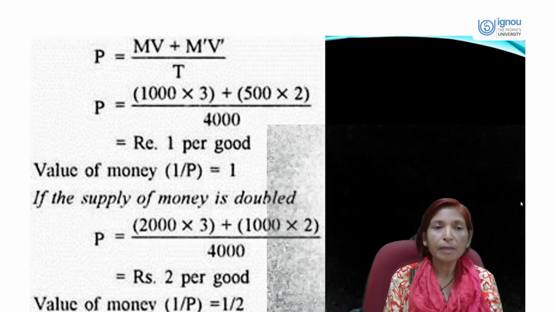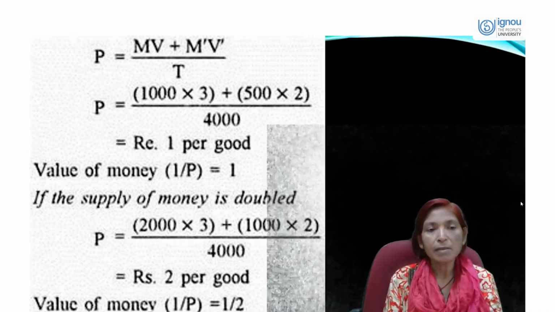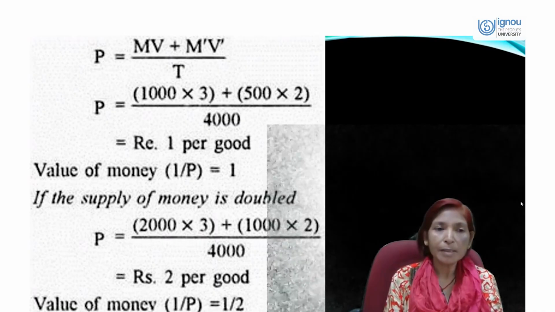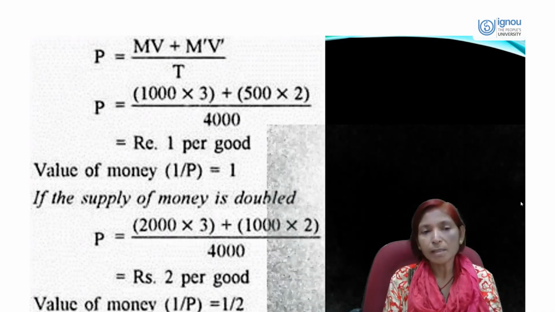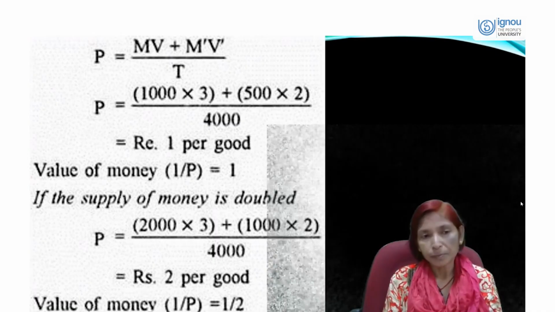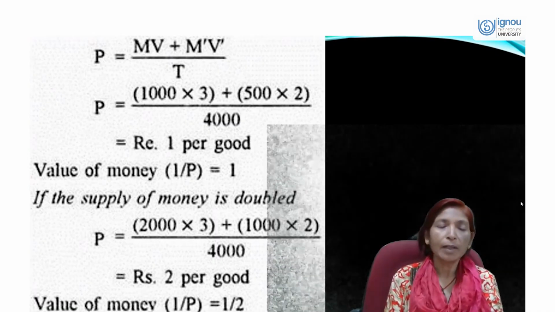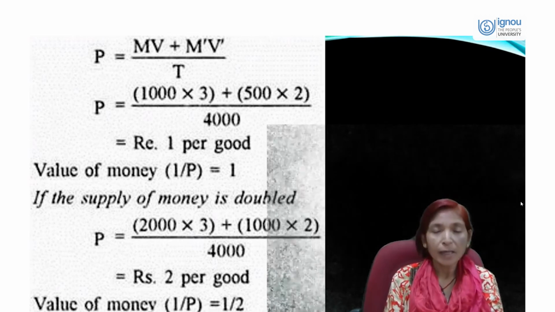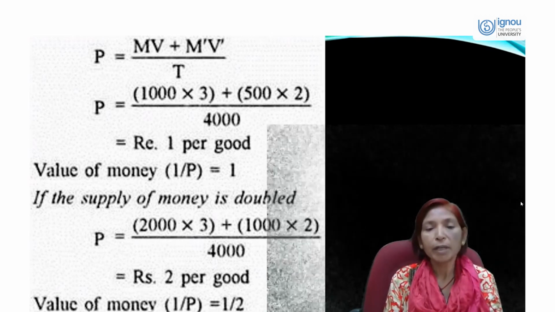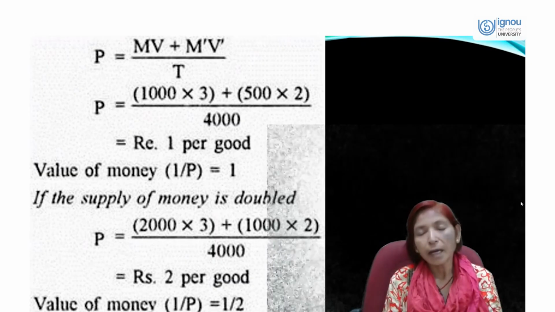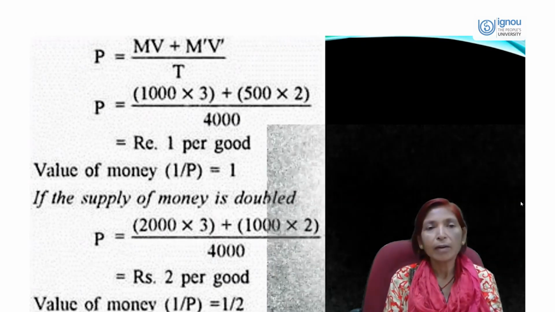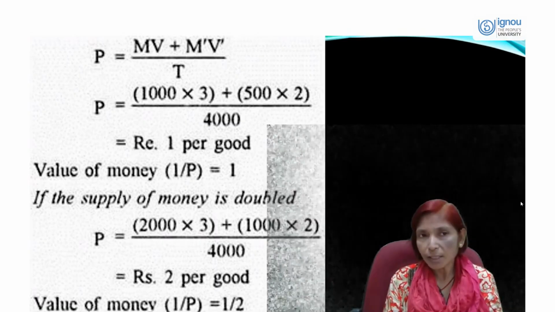When money supply was 1000, then the price was 1 rupee per good. When money supply doubles, then the price also doubles from 1 rupee to 2, as money supply doubles from 1000 to 2000. It means there is a positive and direct relationship between money supply and price level. And money supply and value of money have a negative relationship.